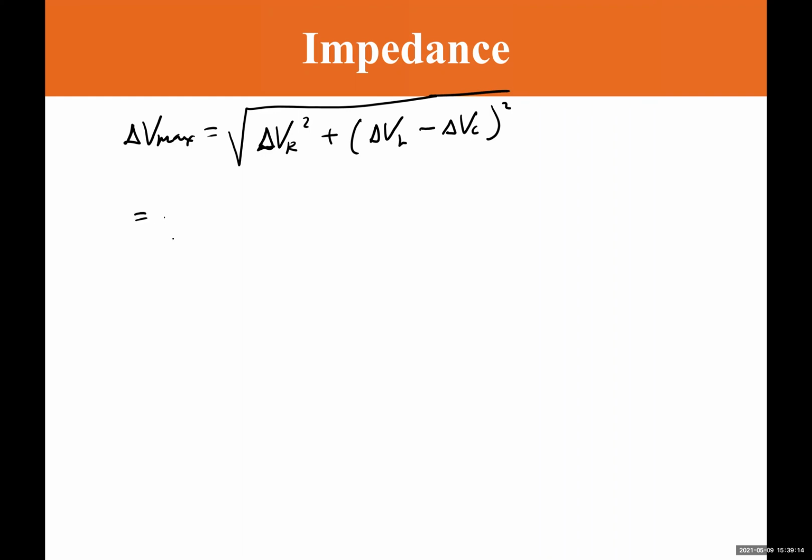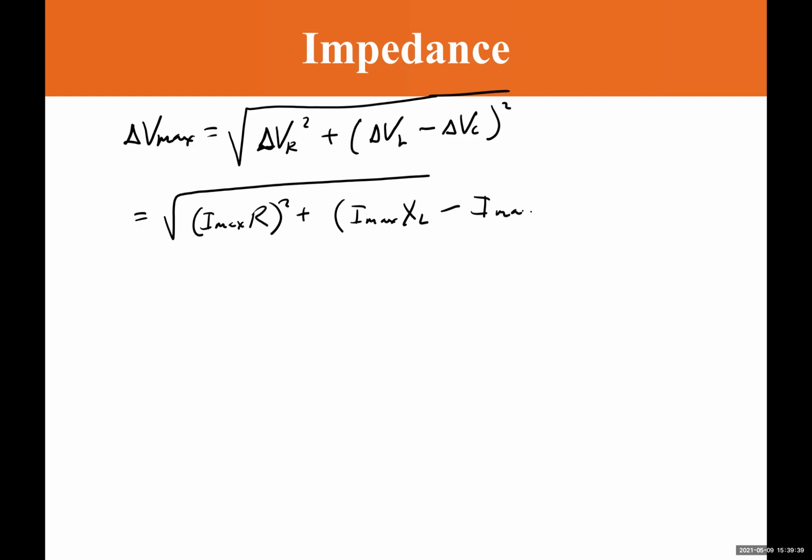All right, so here I can rewrite delta VR in terms of Ohm's law. So it's I max times the resistance, squared, plus delta VL, which will be I max times the inductive reactance, minus I max times the capacitive reactance, squared. Okay, so basically write it like this. And then one thing I can see is that each term has I max, basically I max squared, so I can factor it out.